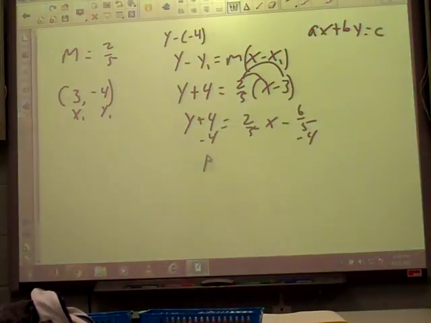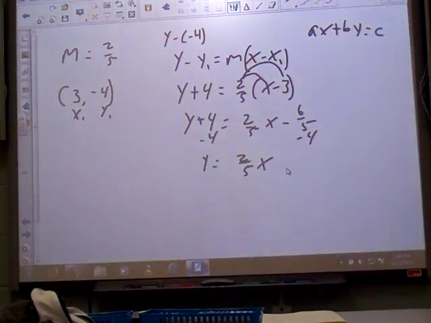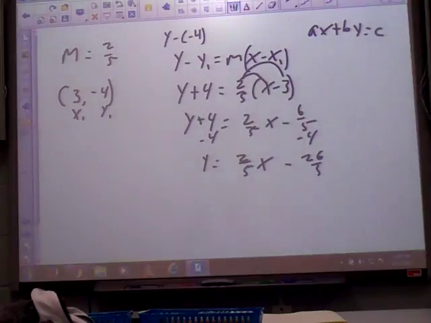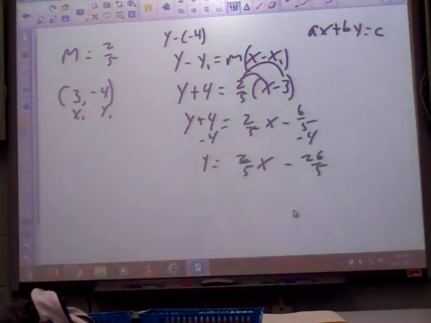Here it's going. Gives me y equals 2/5 x. Let me do some mental fractions here. This is 20/5, negative 6 minus 20. Caleb, negative 26/5. What's negative 6/5 minus 4? Huh? What, negative 6/5 minus 4? Uh-huh. I got negative 14/5.